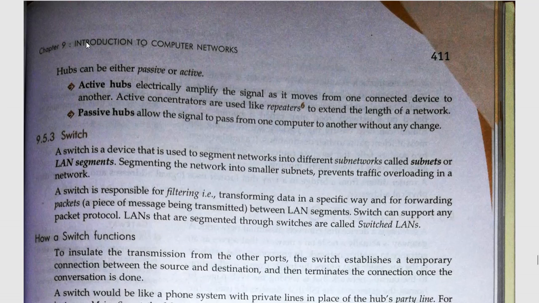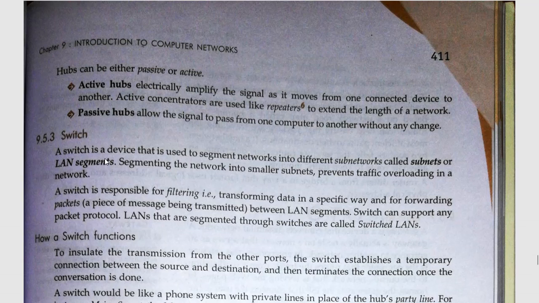Okay, and the amplification of the signals in the active hubs is done with the help of repeaters. So we have already discussed what repeaters are, which are meant in a network for amplifying the signal. Okay, so let's move on to the next part, that is the switch.